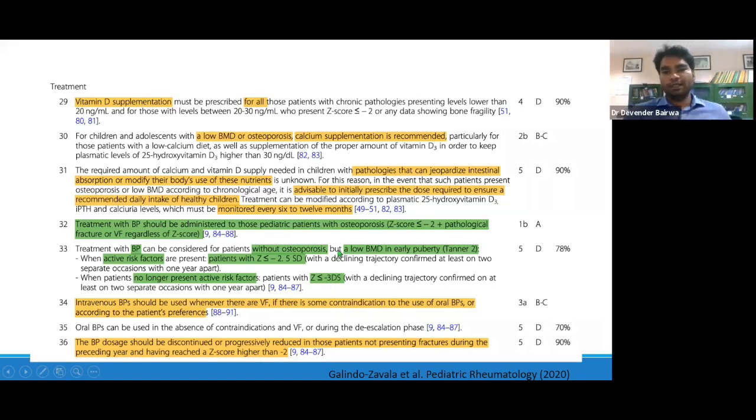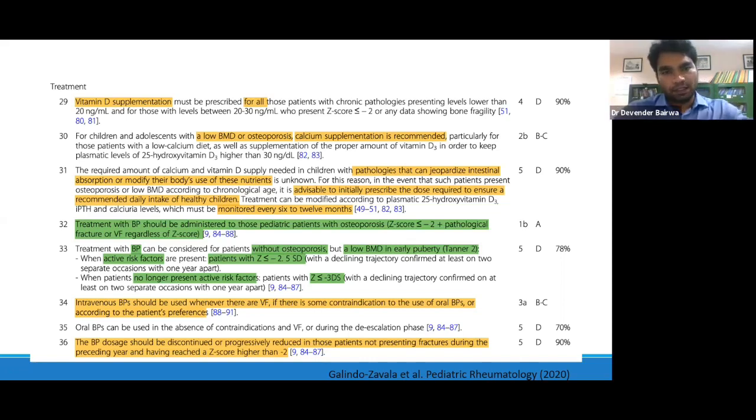So what they basically want to say is that any child having any kind of vertebral fracture, irrespective of BMD, you start treatment with bisphosphonate. That is one indication. The second indication is if there is an active risk factor and a BMD Z-score less than -2.5, then you start treatment. If there is no active risk factor, then you start treatment at a Z-score less than -3. So these are three indications that you should know for when you will start your patient on bisphosphonate.